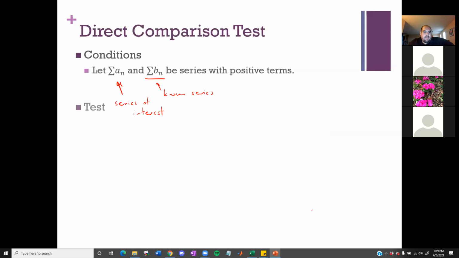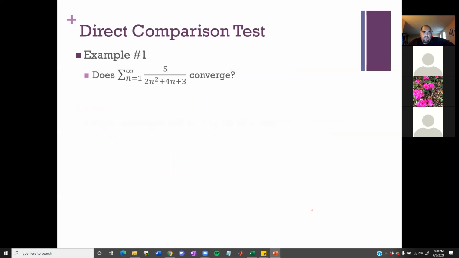So this slide we went through. So let's talk about this one now. This is a nasty looking series. There's a lot of stuff going on. But hopefully now we can quickly justify whether it converges or diverges. So first of all, what do we think? Does it converge or diverge?